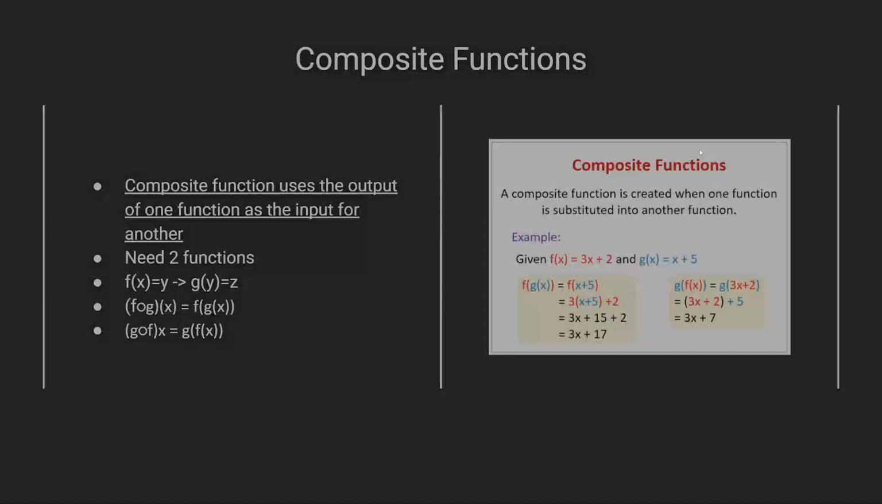To the right, we can see an example where they provide you with the two functions. Then you can find a composite function that goes two ways, where we can introduce the output of f of x into g of x, as in one of these examples. And then we can do it the other way around, where we get the output of g of x and use that same output in f of x.